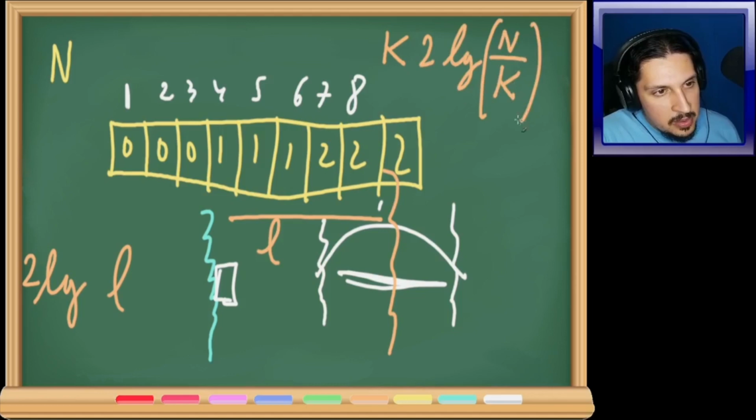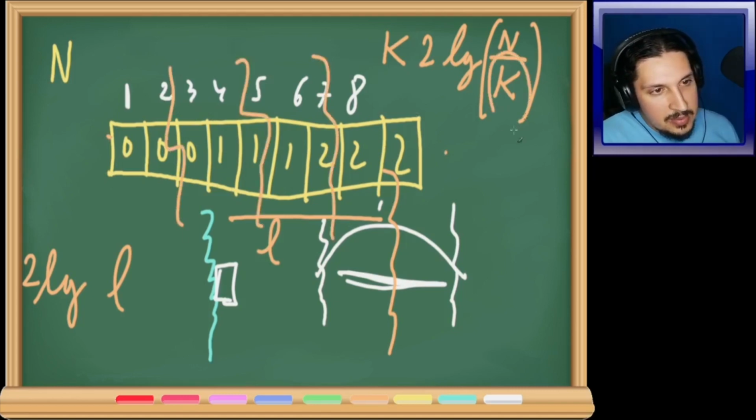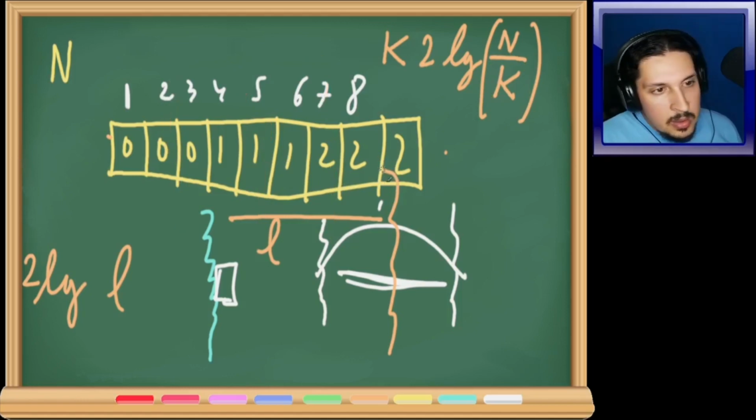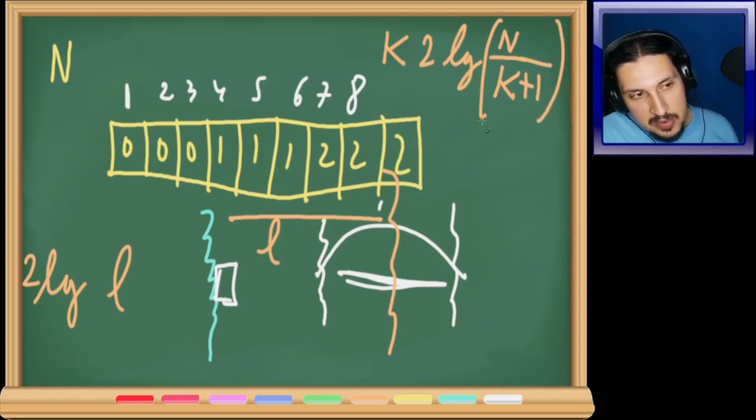Yeah, that's it. Because now the domain has a length of n. So when we divide it across the k cuts, it has n divided by k length. Yeah, I think it's correct. Maybe this should be k plus 1. I think this should be k plus 1. But this is the general pattern.